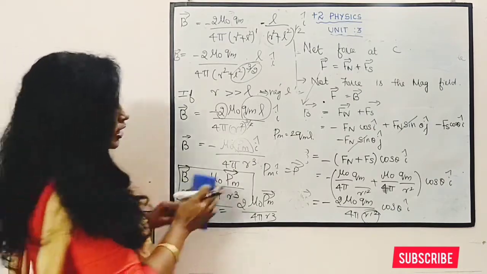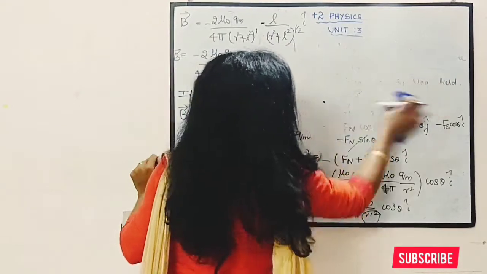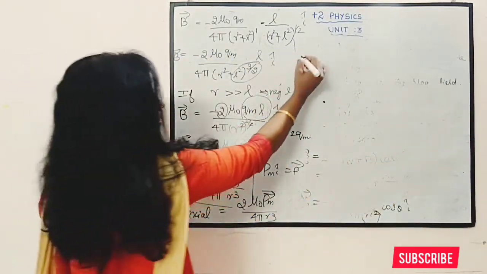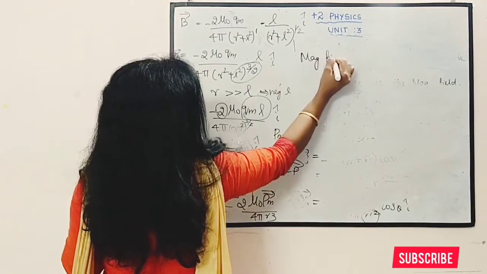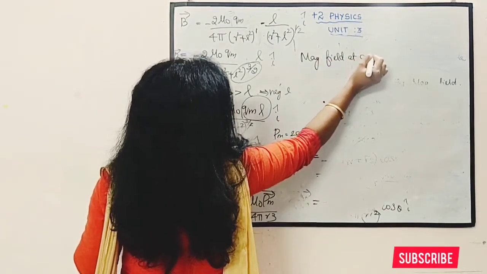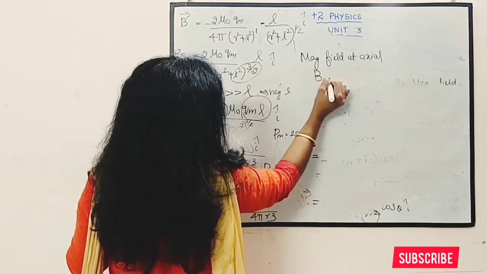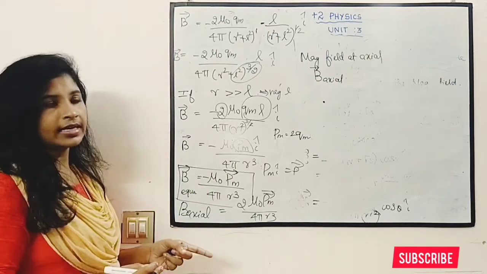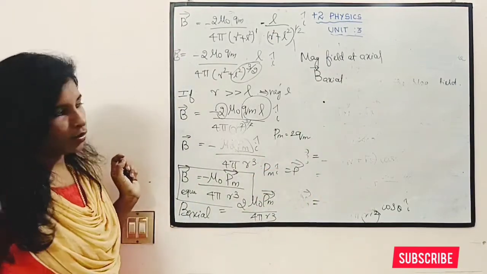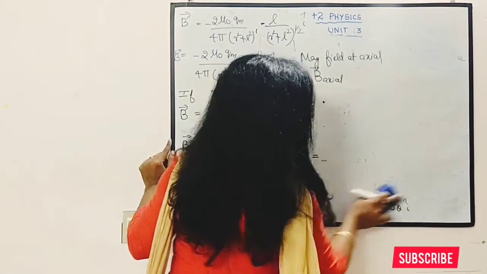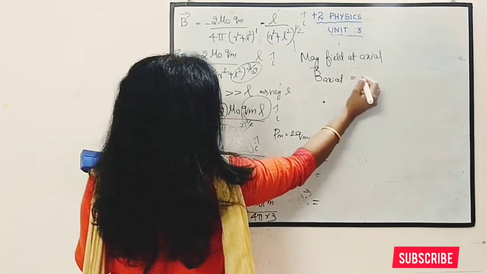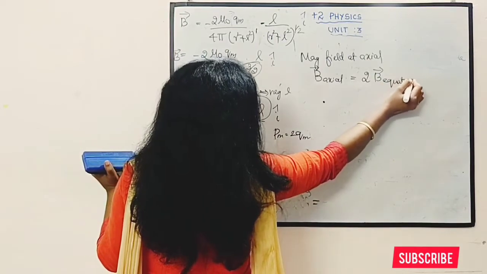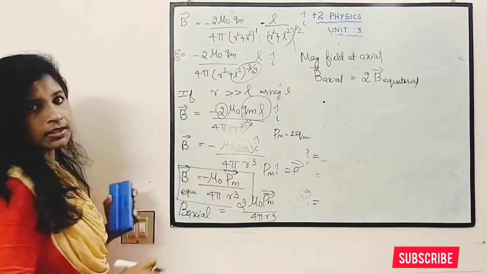Okay, so what is the difference between both? What is the relation between axial and equatorial? For the magnetic field at the axial line, B axial, what is the relation? This one is twice that one, right? So the magnetic field at the axial line is equal to twice the magnetic field at the equatorial line. It is twice as large as the equatorial.